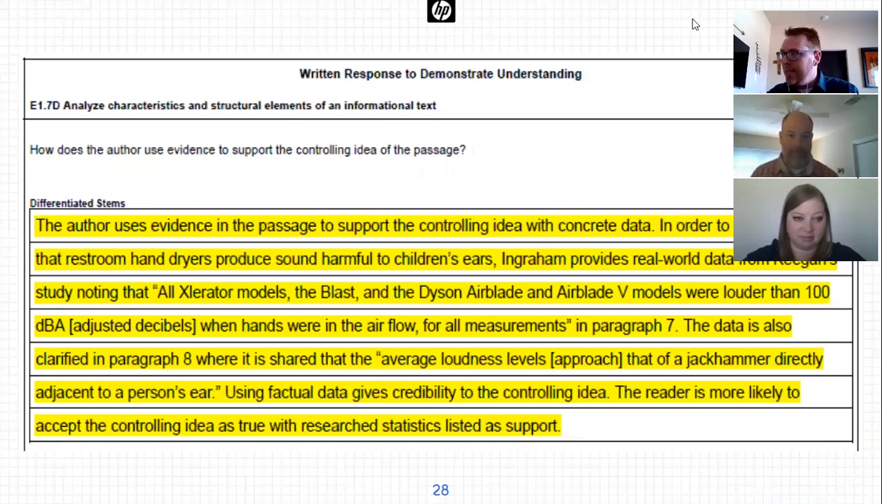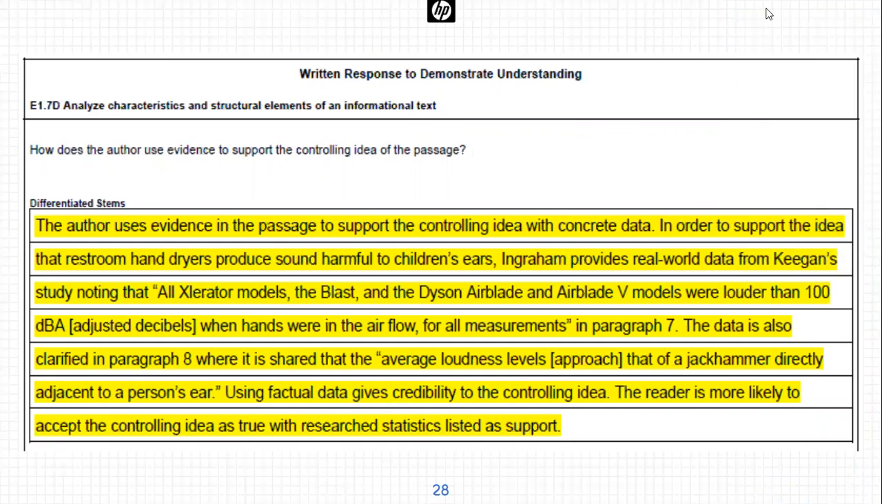We have put together a sample response. So again, we're sticking with English 1.7D, analyze characteristics and structural elements of an informational text. So after doing all of that reading and all of that analysis, the question that I wanted them to boil all of their notes down to was this: how does the author use evidence to support the controlling idea? And it's kind of twofold. First, they've got to identify the controlling idea, and next, they have to do what the question asks and explain how the evidence supports it. So this response is, I think, fairly good at that.